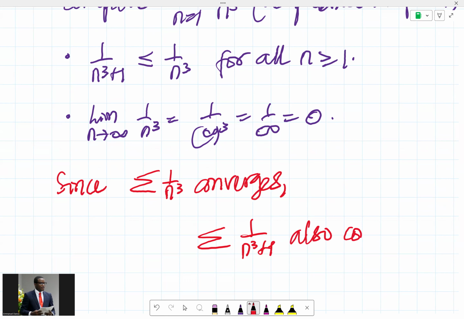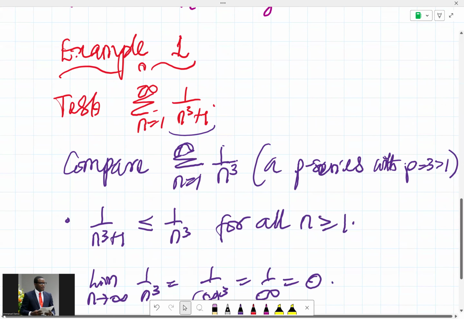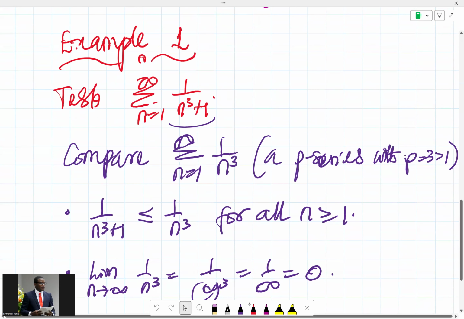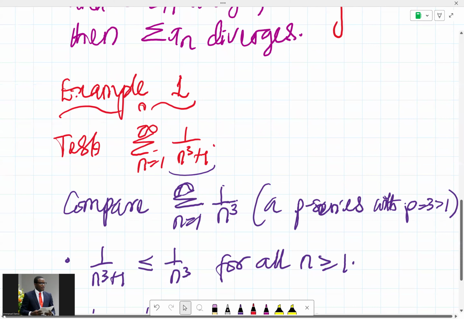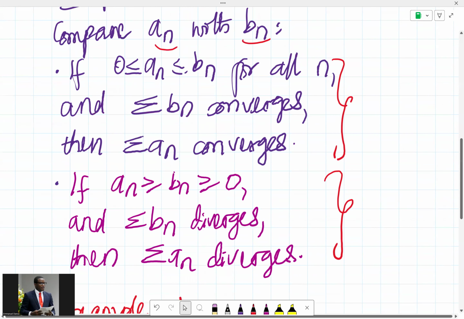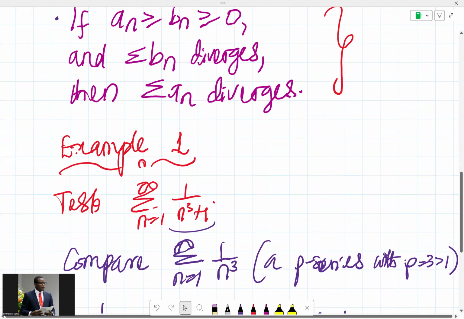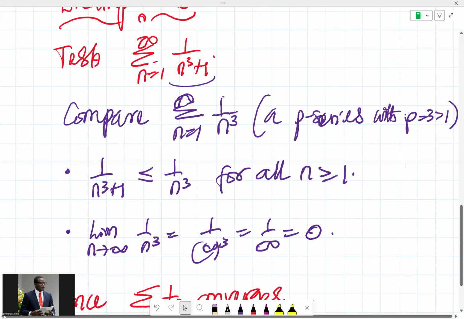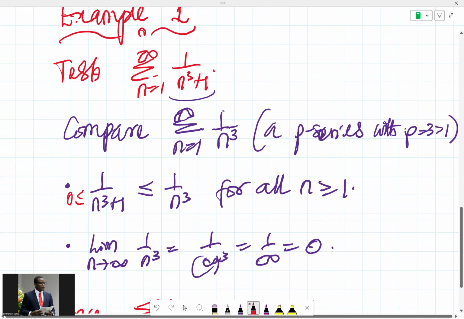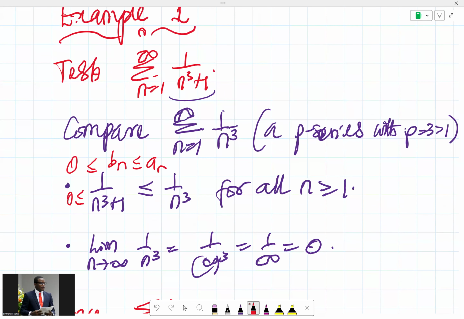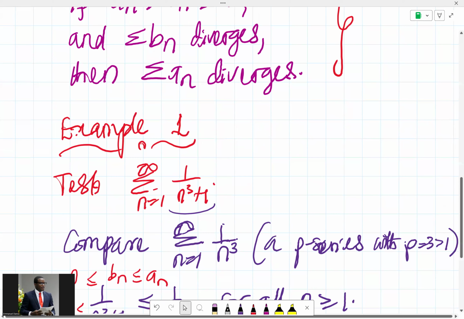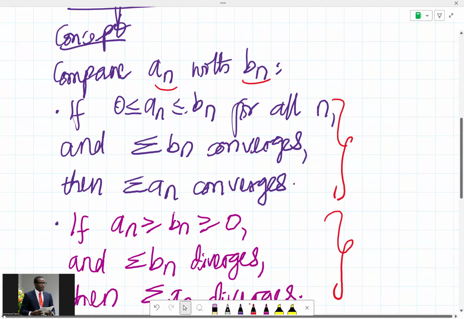also converges. And the rule that this is based on is the fact that the original function is actually less than the function we are comparing it with, which actually converges. So we can as well say this is 0 less than or equal to bn less than or equal to an. Okay, that's going by this first situation now.